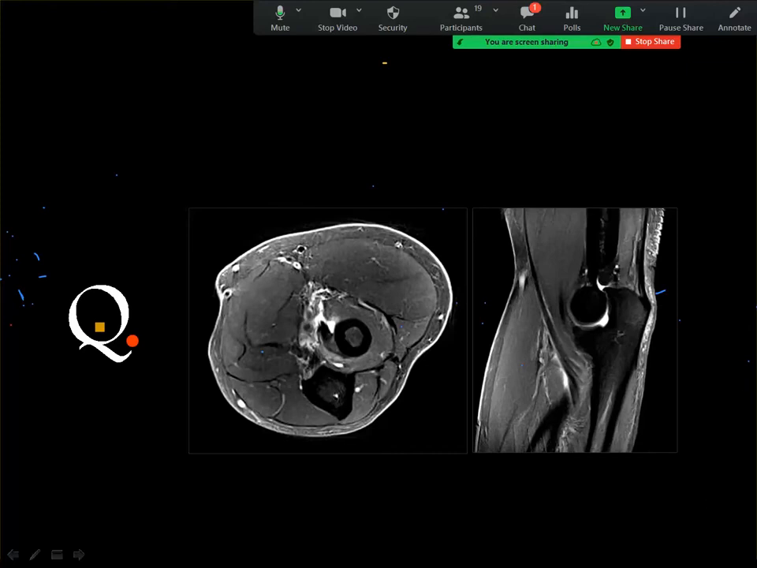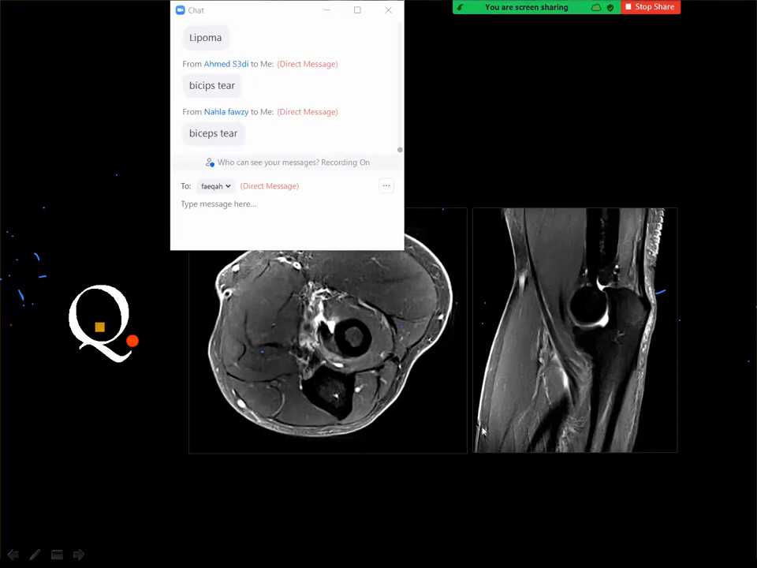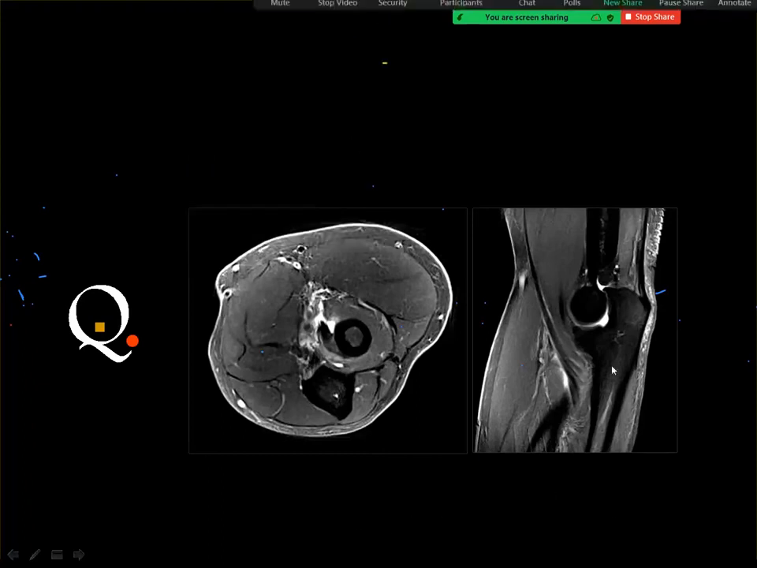Next case is an MRI of the elbow, axial and sagittal STIR images. Biceps tear, biceps tear. The biceps tendon reaches its insertion. It looks intact, and this is the right answer, which is the biceps tendinosis. Yes, the biceps tendon is intact.